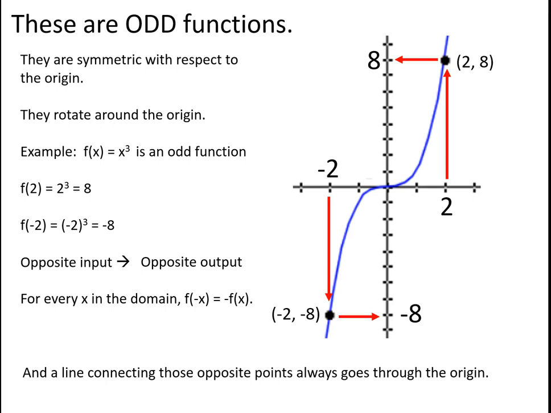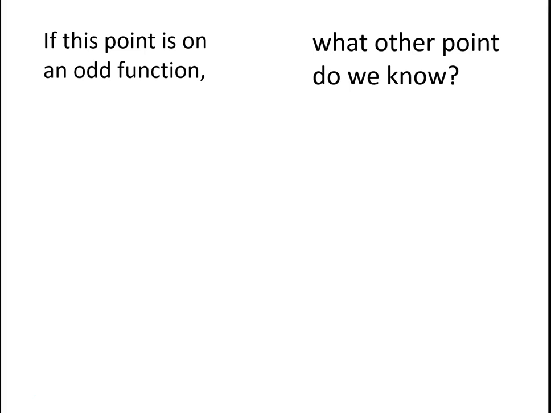Another interesting feature of this graph is that any time you have these pairs of opposite points with opposite coordinates, a line connecting those opposite points will always go through the origin. So if this point is on an odd function, 2, 8, what other point do we know? Negative 2, negative 8.